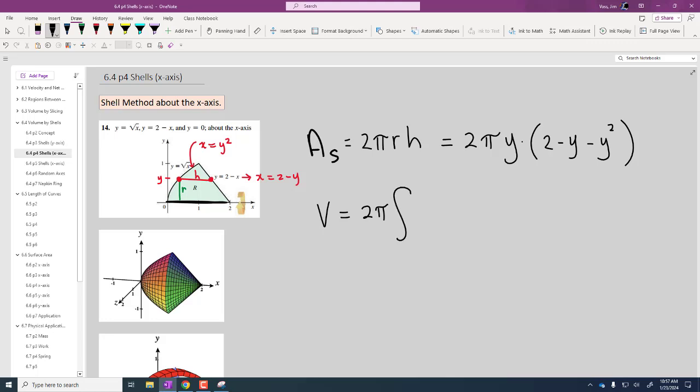All right, so we have 2 pi integral. And let's FOIL this out, or whatever we call it, distribute the y. We have that. And then our limits of integration are coming from the y-axis. What do you think those are going to be? 0 and 1. Yep, 0 and 1. So we have these horizontal elements that are all stacked up between 0 and 1 on the y-axis. So 0 and 1.